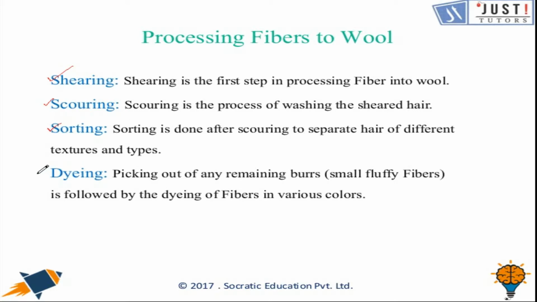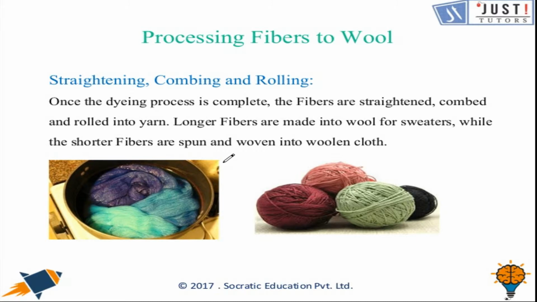After sorting, the next step comes, which is known as dyeing. In this step, picking out of any remaining burrs, small fluffy fibers, is followed by the dyeing of fibers in various colors. Since the natural fibers are mostly black, brown or white in color, they can be dyed in various colors. Moving on, the next steps are straightening, combing and rolling. Once the dyeing process is completed, the fibers are straightened, combed and rolled into yarns. Longer fibers are made into wool for sweaters, while the shorter fibers are spun and woven into woolen clothes.